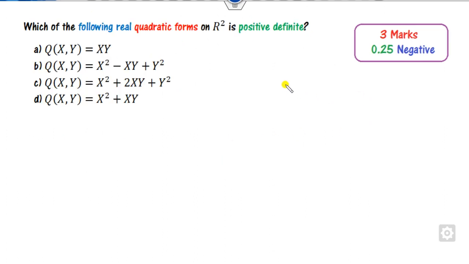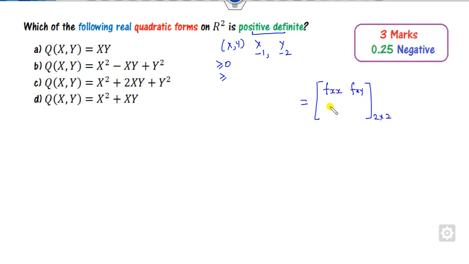Look at another one. What are positive definite forms? It means you have to think of pairs of x and y so that this value will always be greater than 0, whatever values of x and y you choose, for example x as minus 1 and y as minus 2. The rule is that you always try to convert it into a matrix. How many variables are there? 2, so it's a 2 cross 2 matrix. Complete this matrix: fxx, fxy, fyx and fyy.